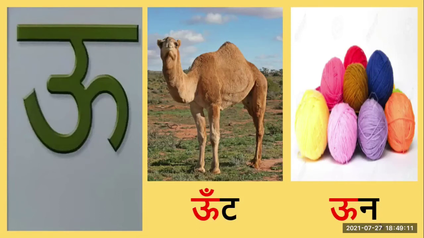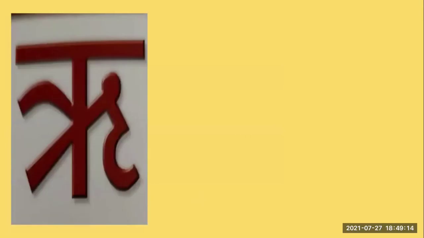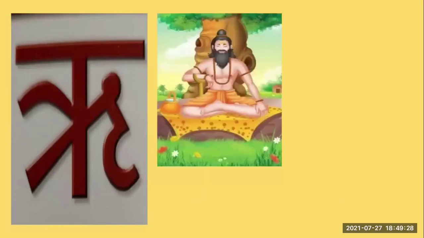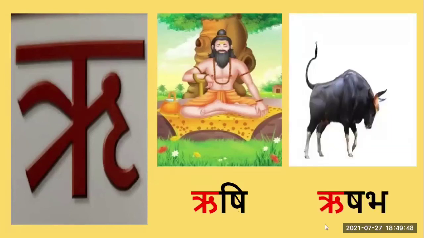After U comes the letter Ru. This is the letter Ru. We shall see two words with this letter. Ru se Rushi. Rushi means a holy person or a saint. And the other word is Ru se Rushab.